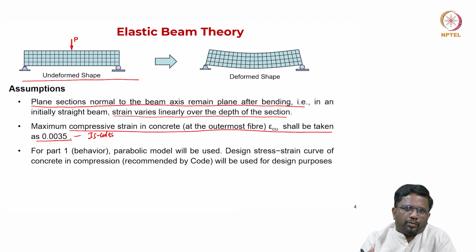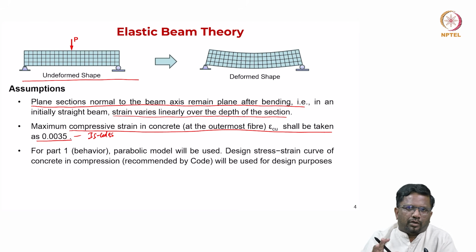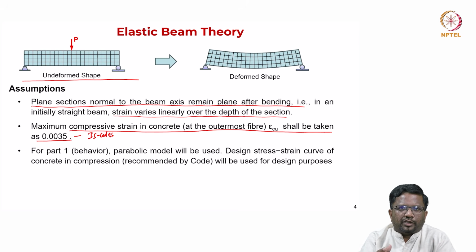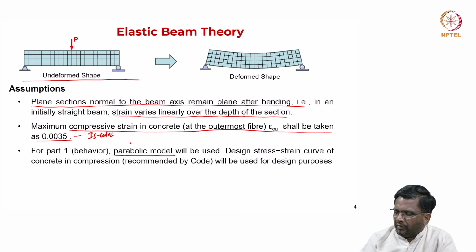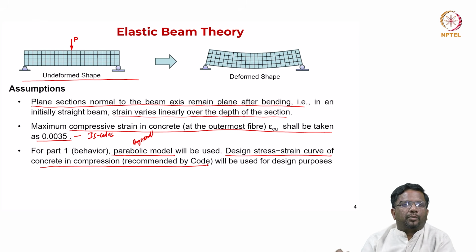Now, when we talk about flexural analysis, we are going to do two things. The first part, using the actual material models, we are going to study the moment curvature behavior. For that, the parabolic model that we talked about in the material chapter, which is also the Hognestad parabolic model, will be used. And then when we do the design, we are going to use the design stress strain curves for concrete in compression that are recommended by the code. We have already studied the differences between them in the material chapter, so you can go back and look at that part of the module.